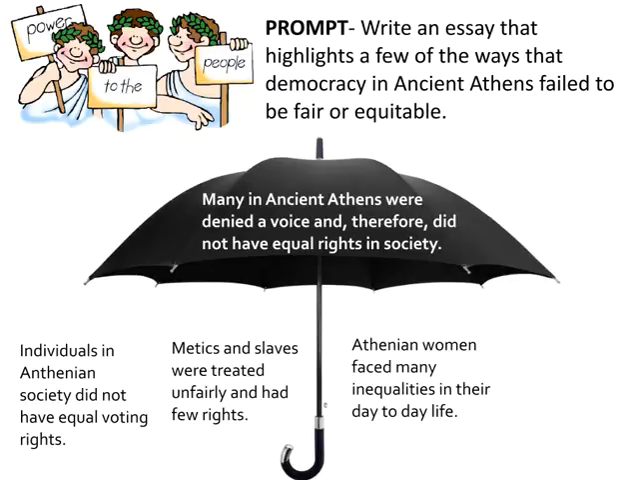So our central claim or argument, our big umbrella statement, is this: many in ancient Athens were denied a voice and therefore did not have equal rights in society. Our three supporting arguments that are going to fit underneath that big umbrella statement are: individuals in Athenian society did not have equal voting rights, metics and slaves were treated unfairly and had few rights, and Athenian women faced many inequalities in their day-to-day life. So let's get started writing our introductory paragraph.